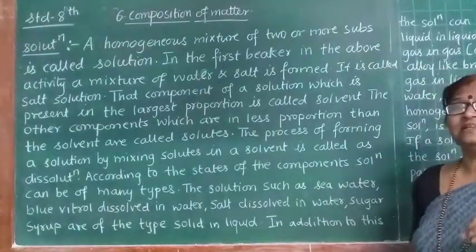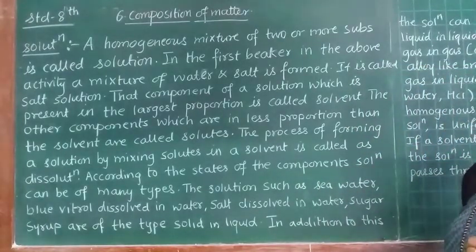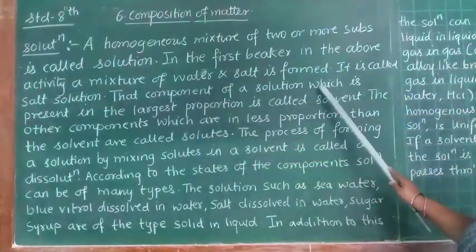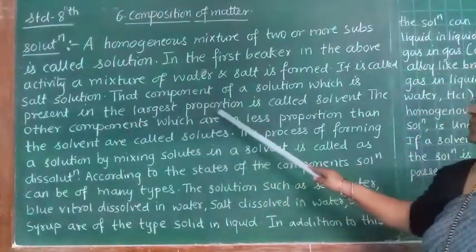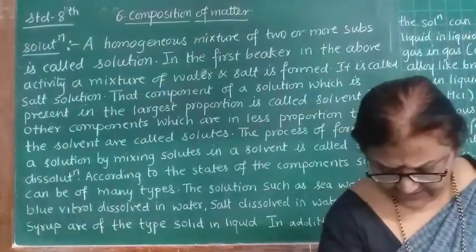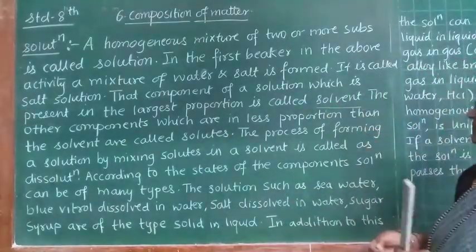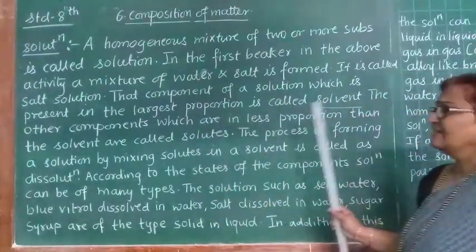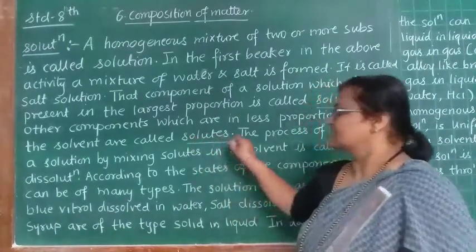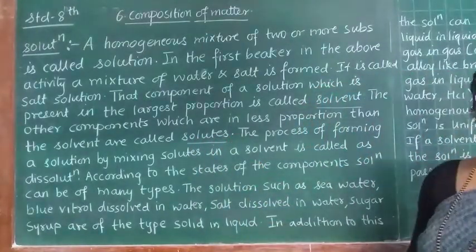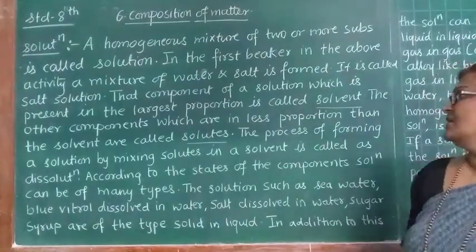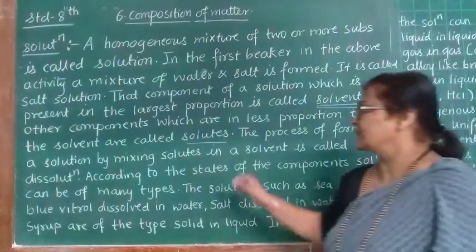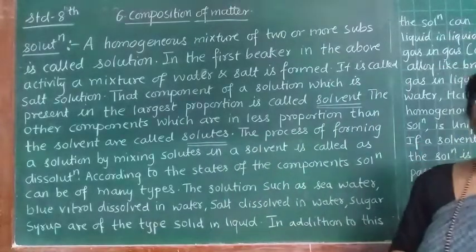Now, whichever component is in the largest proportion is called the solvent. See here, that component of a solution which is present in the largest proportion is called a solvent. The other components, which are in less proportion than the solvent, are called solutes. That means the substance present in a larger proportion is called the solvent, and a substance present in a lesser amount is called the solute.